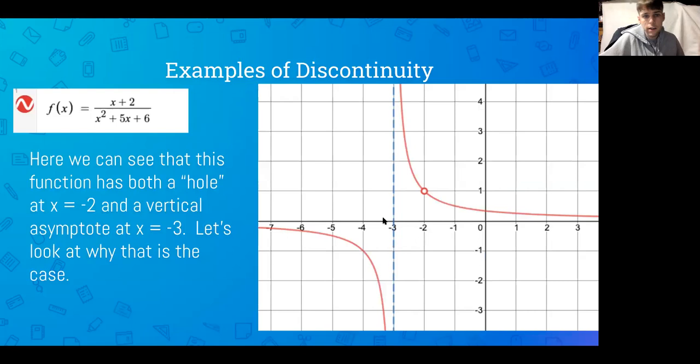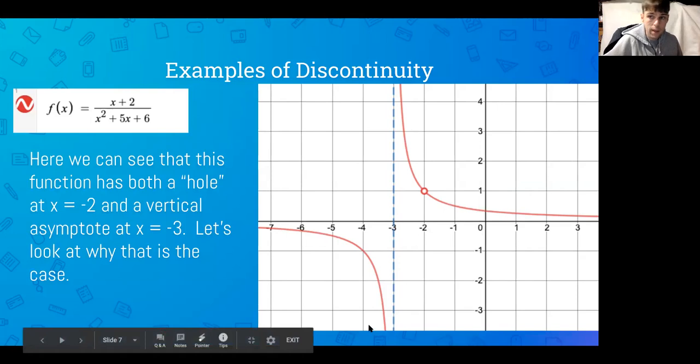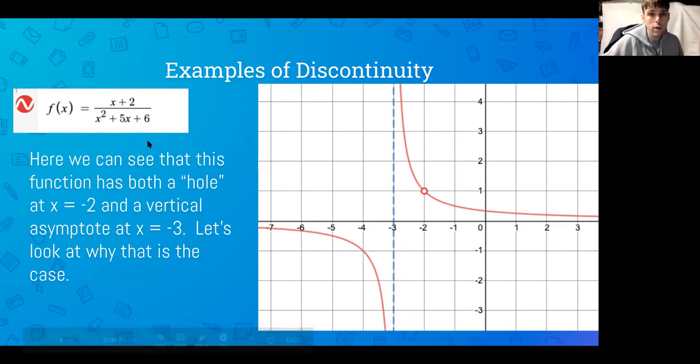All right. So here is an example of a function with two different types of discontinuity. We have a hole at -2, and we have a vertical asymptote at -3. And we're going to examine what's going on with this function to see that. What we need to understand is for rational functions, it's really all about the denominator and what can be factored out and what can't be factored out. Holes can be factored out.